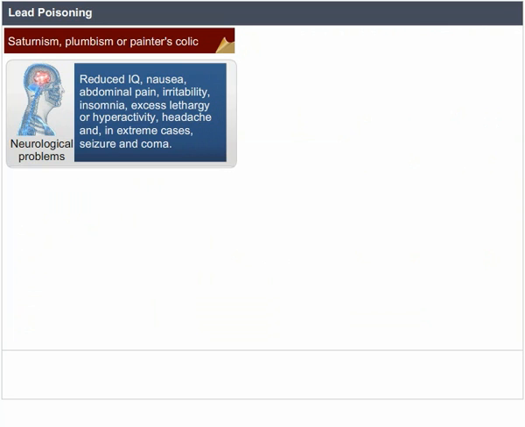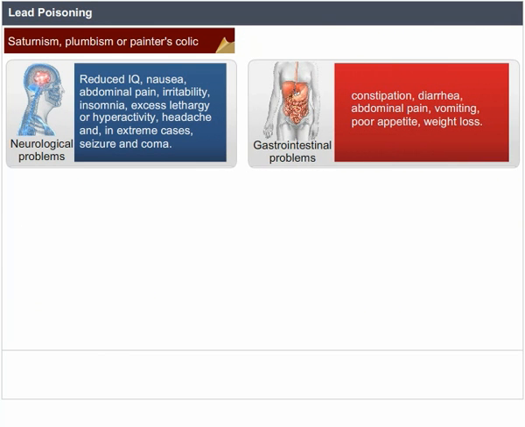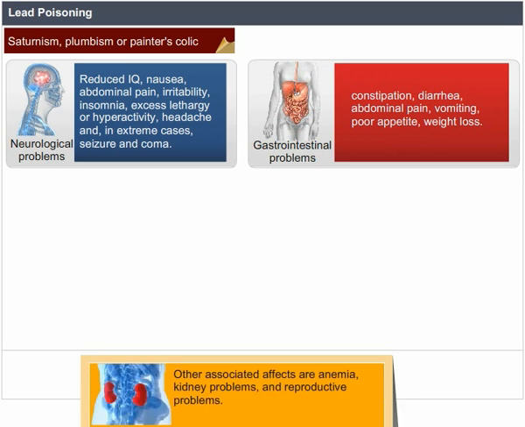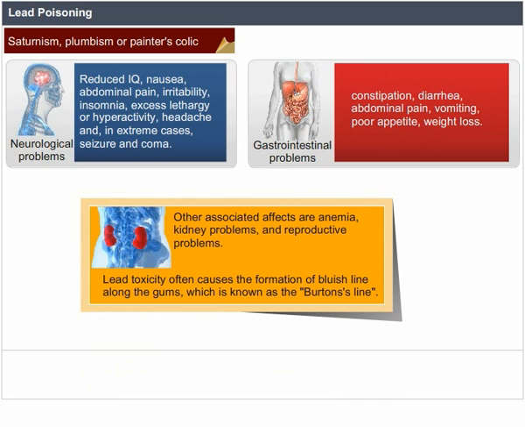Lead poisoning, also called saturnism, plumbism or painter's colic. Neurological problems: reduced IQ, nausea, abdominal pain, irritability, insomnia, excess lethargy or hyperactivity, headache, and in extreme cases, seizure and coma. Gastrointestinal problems: constipation, diarrhea, abdominal pain, vomiting, poor appetite, and weight loss. Other associated effects are anemia, kidney problems, and reproductive problems. Lead toxicity often causes the formation of a bluish line along the gums, which is known as Burton's line.